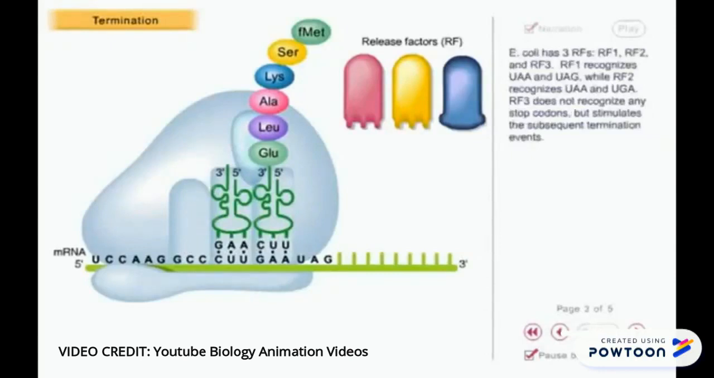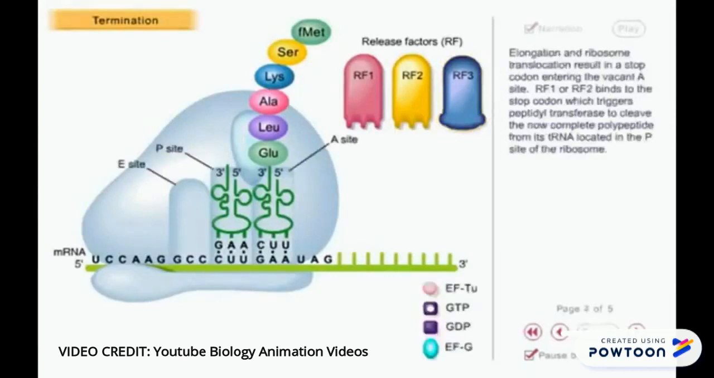E. coli has 3 RFs: RF1, RF2, and RF3. RF1 recognizes UAA and UAG, while RF2 recognizes UAA and UGA. RF3 does not recognize any stop codon, but stimulates the subsequent termination events.